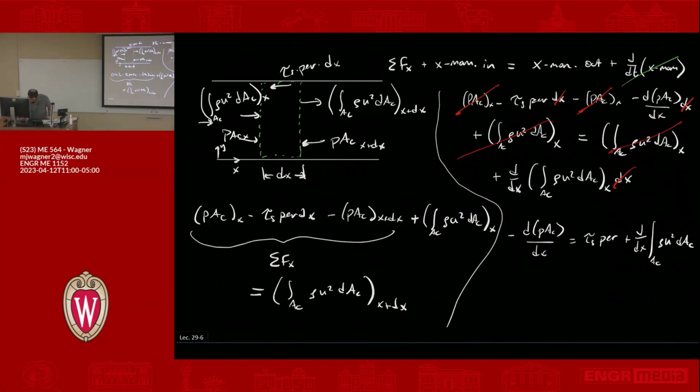Turns out you can write this slightly differently. The last bit here we can write equivalently as 1 over A c times the area integral of rho u squared dA. There's a very slight difference there, but it helps us then do the area average integral. So we get to this point, and now we have a differential equation.